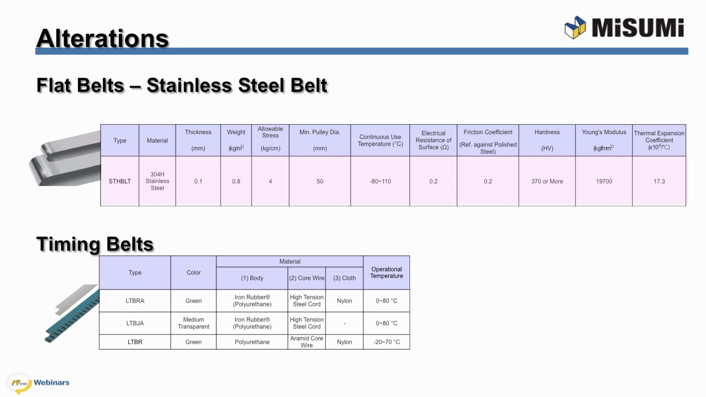This would be the stainless steel belt version and is only offered in 304 stainless steel. Timing belts have three options. The first two have exactly the same specification. However, the LTBJA does not have a nylon cloth like the LTBRA, which makes the timing belt semi-transparent. The LTBR timing belt is a polyurethane belt and is more suitable for applications that require low temperature.